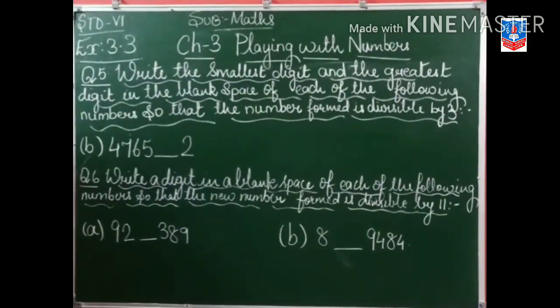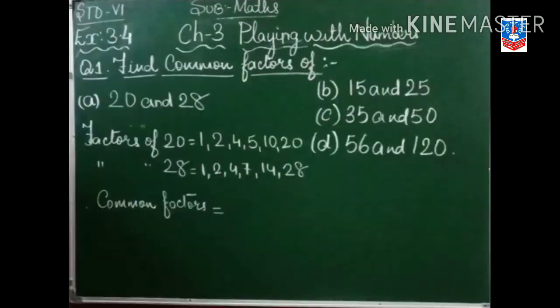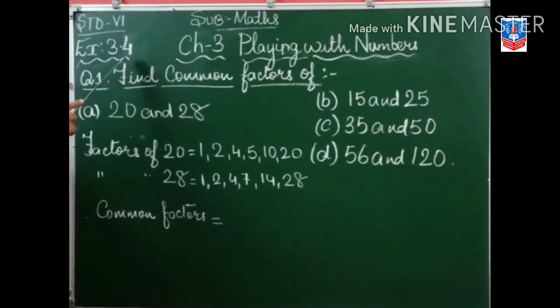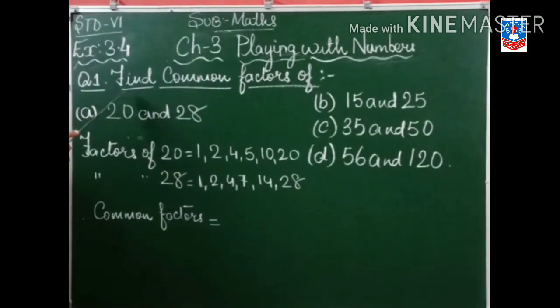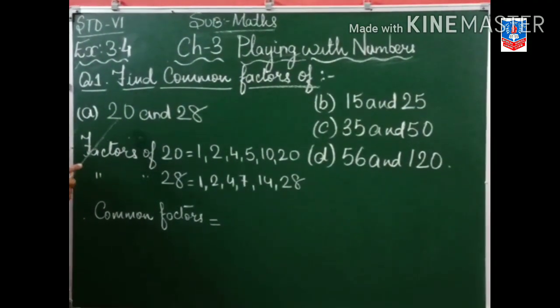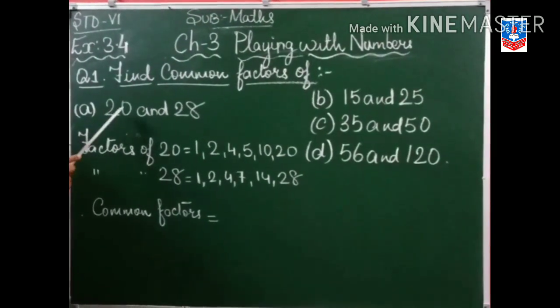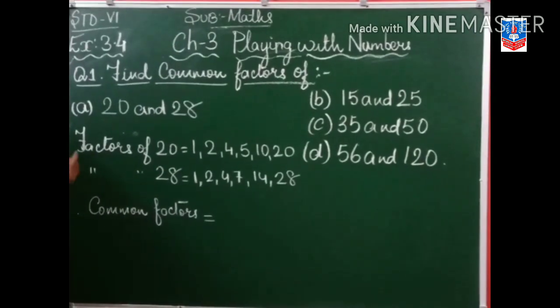Question 5b and question 6, this is your homework. Exercise 3.4, question 1. Find common factors of the following. First sum is 20 and 28. We have to find the common factors of 20 and 28. Very easy sum.